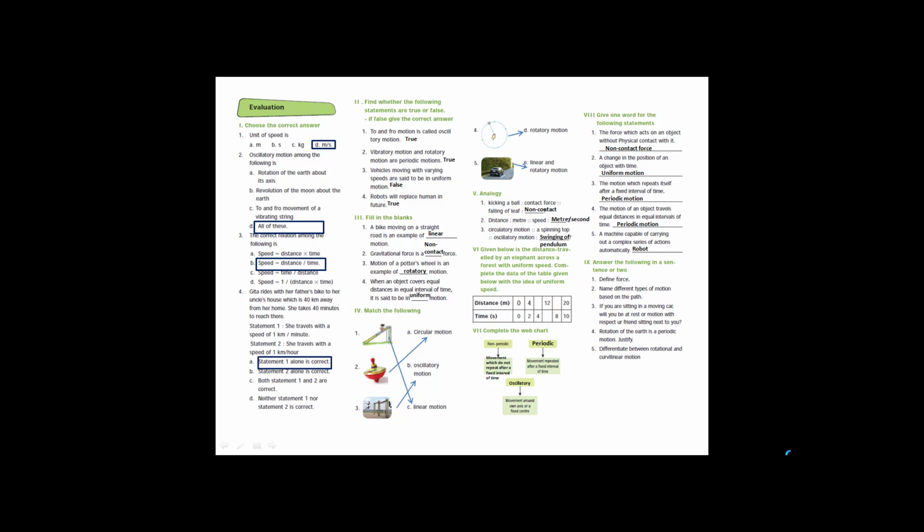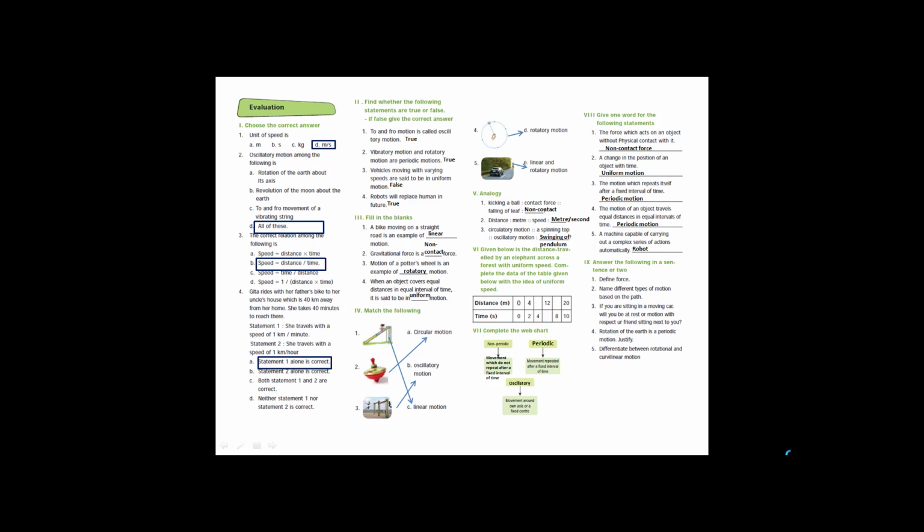Sixth. Given below is the distance traveled by an elephant across a forest with uniform speed. Complete the data of the table given below with the idea of uniform speed. The distance in meters is 0, 4, dash, 12, dash, 20. Time in seconds is 0, 2, 4, dash, 8, 10. So we need to calculate distance traveled by time taken, and with the formula we can identify the answers.